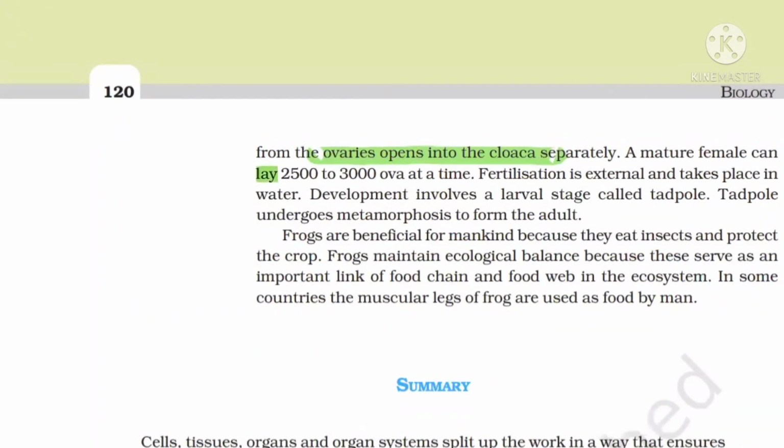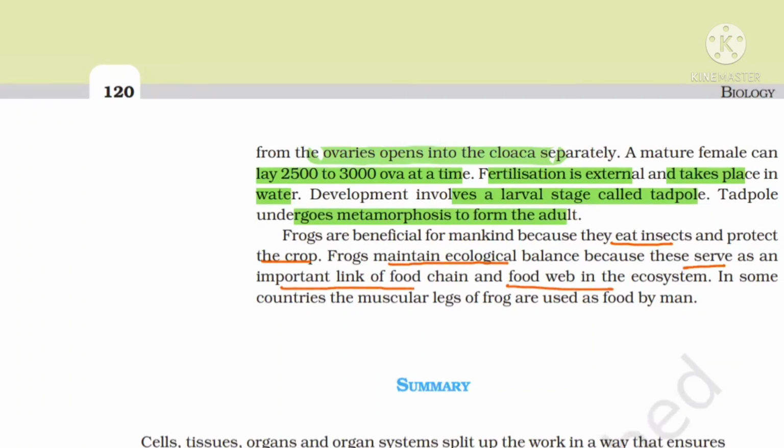A mature female can produce nearly this many eggs at a time. Fertilization is external and takes place in water. Development, obviously, has a larval stage, the tadpole, which will go through metamorphosis to form an adult. And frogs are beneficial because they eat insects and protect the crop. They maintain ecological balance because they are an important link of the food chain and food web. Very important link they are.